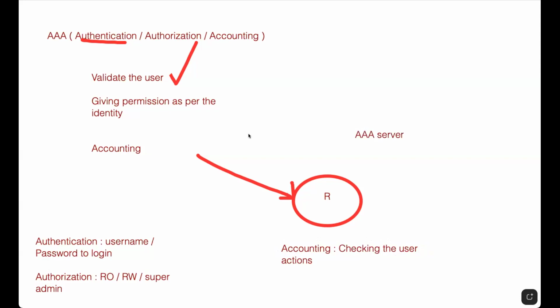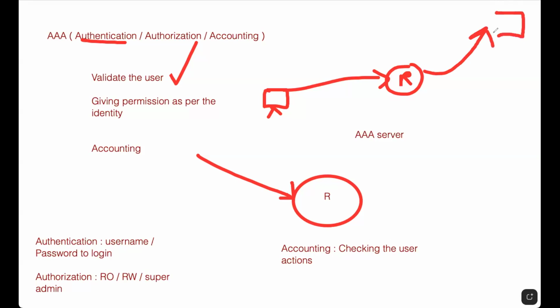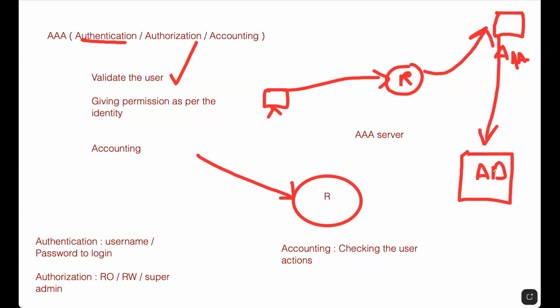So if we look at the diagram, how does it look like? Let's say there is a user, and the user logged into his PC, and from his PC he is trying to log into a router. This router is connected to an upstream AAA server. And this AAA server will be connected to the Active Directory where the user accounts will be. Active Directory is where the company user data will be stored.